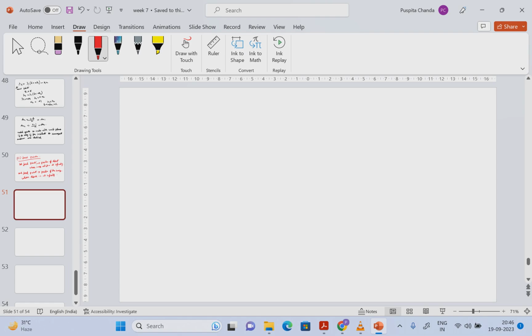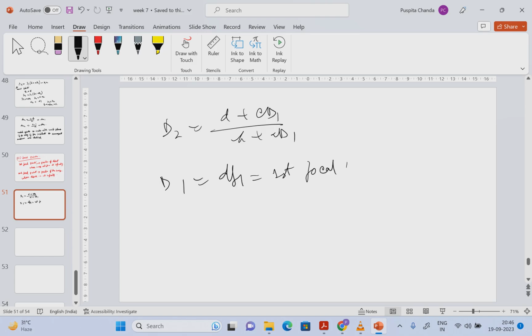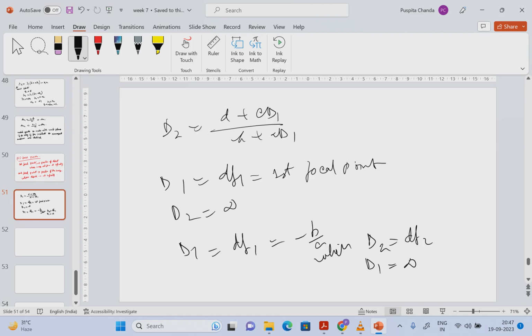For that, we know that d2 is equal to (B plus C d1) by (D plus A d1). So for d1 as the first focal point, d2 is infinity and df1 becomes minus D by A. And when we call d2 as df2, then d1 is equal to infinity and df2 becomes C by A.